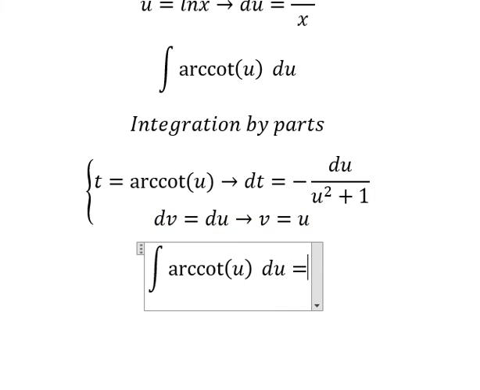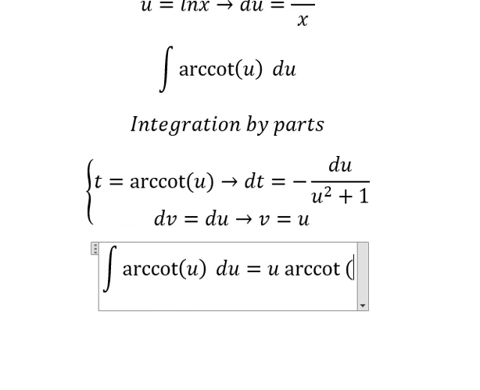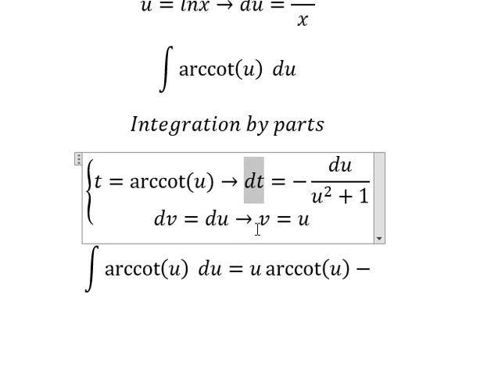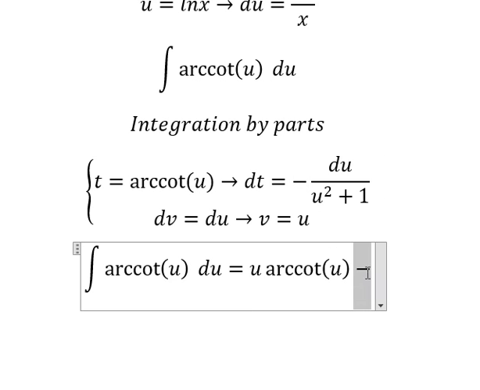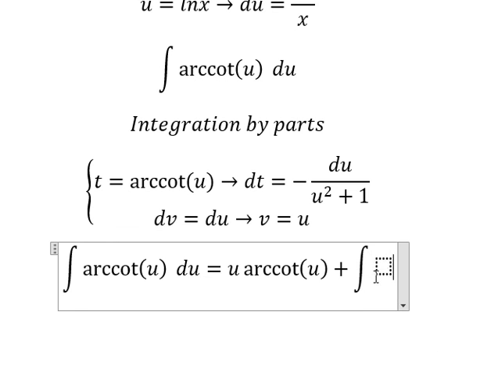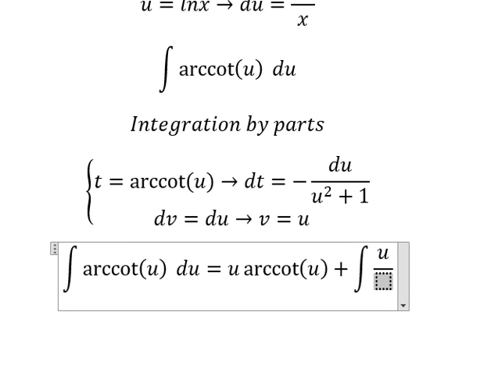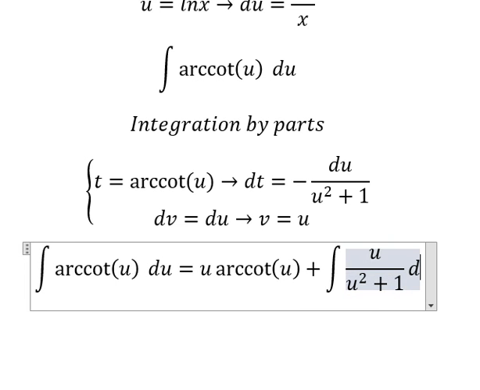So we have t multiplied by v, minus the integral of v dt. Because we have a negative with a negative, we have positive. And we have the integration of u over u squared plus 1 du.